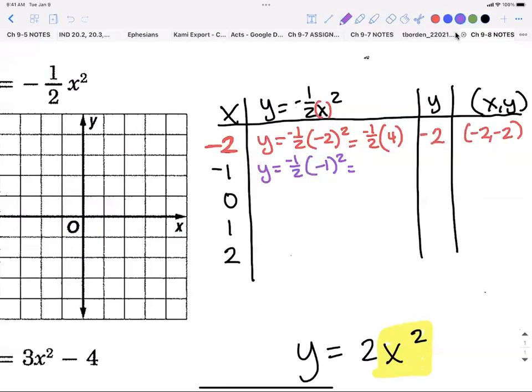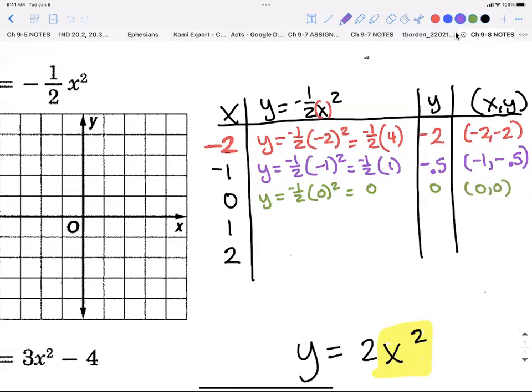So again, PEMDAS says powers first. So I've got negative 1/2 times negative 1 times negative 1, which is anybody? Positive 1. Good. And then negative times a positive is going to be a negative. And what is 1/2 of 1? 0.5. Good. So my ordered pair here is negative 1, negative 0.5. So there's that one. Now 0 is nice and easy. We like 0. y equals negative 1/2 times 0 squared. 0 squared is 0, and anything times 0 is 0. Nice and easy, right? I like that one. So we've got 0, 0.